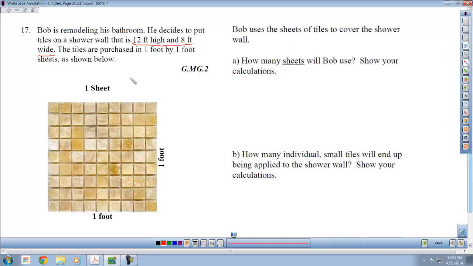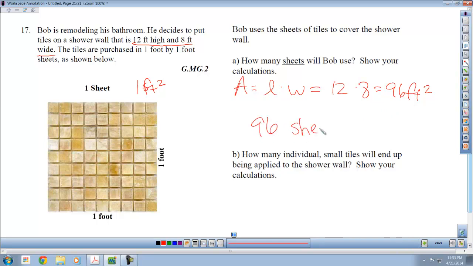Well, one sheet is 1 square foot. 1 foot squared. Okay, so we need to figure out how many square feet he has to cover. If he has 20 square feet, well then he needs 20 of these sheets. So how are we going to find the area of his shower wall? If it's 12 by 8, well that's a rectangle. So we're just going to do length times width, and 12 times 8 comes out to be 96 feet squared. So if each sheet is 1 square foot, and we have 96 square feet to cover, how many sheets? We will need exactly 96 sheets.